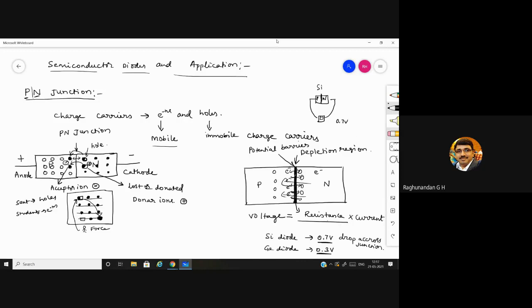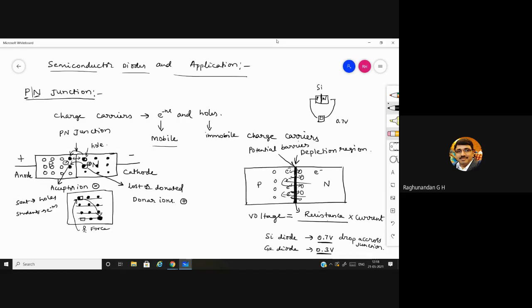So if you want the current to flow across this junction, then your charges should oppose or overcome this potential barrier. That is where we are going to connect a battery, and when your battery voltage is greater than 0.7, only then will the charges easily flow through this junction. Otherwise, the charges will not flow.